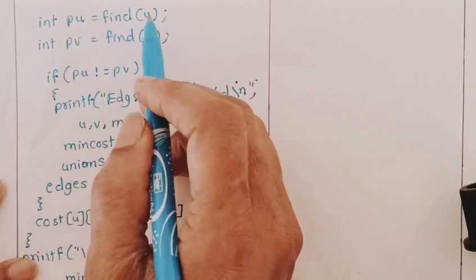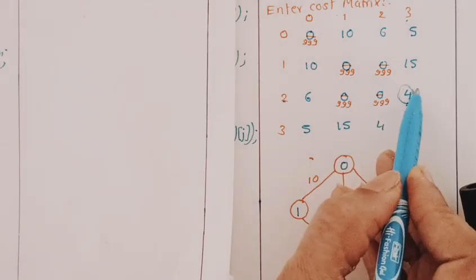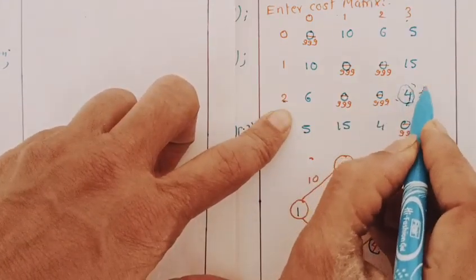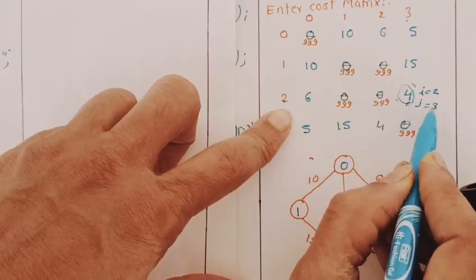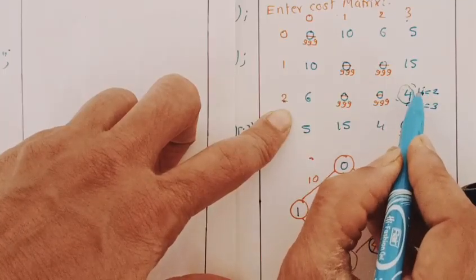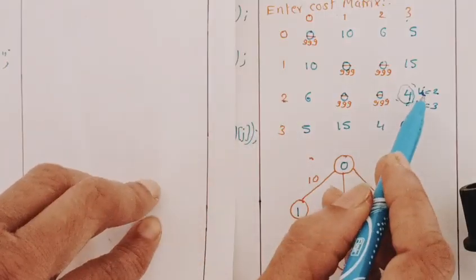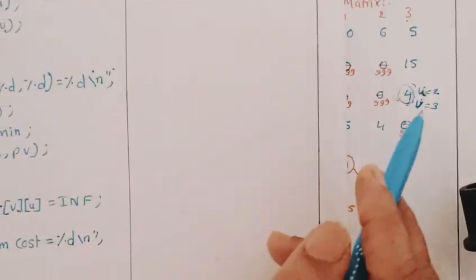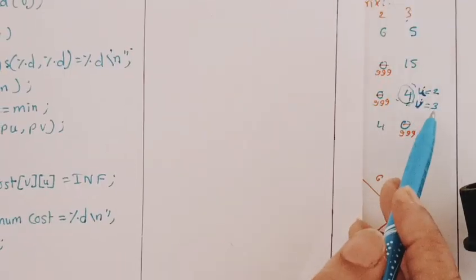So find U. First, U will be this number we are choosing. So I is 2 and J is 3. I value we are storing in U, and J value we are storing in V. So find U, you are passing U, which means the value 2, and for find V you are passing the value 3.